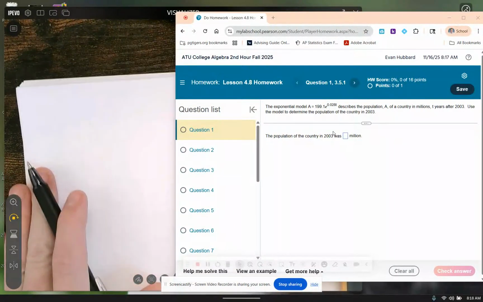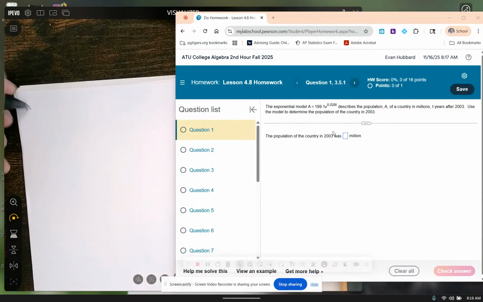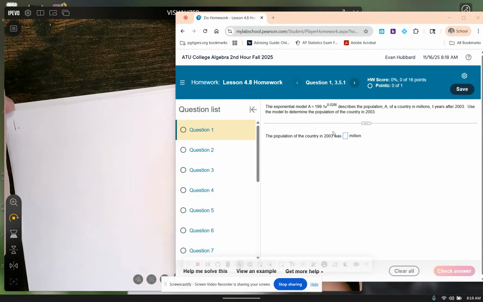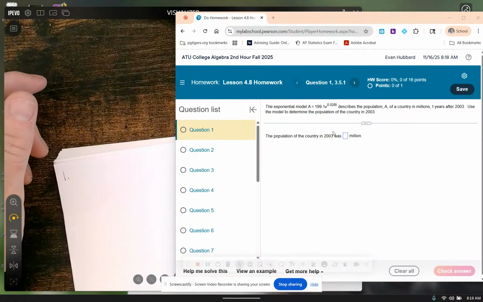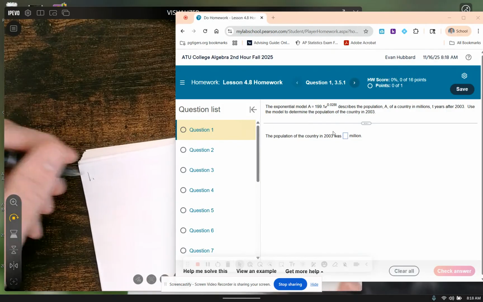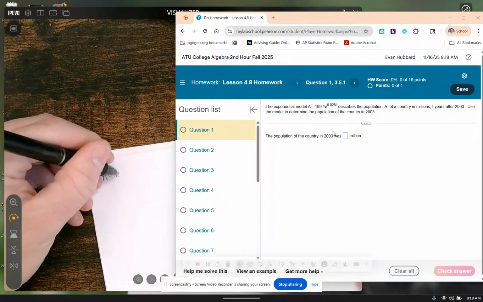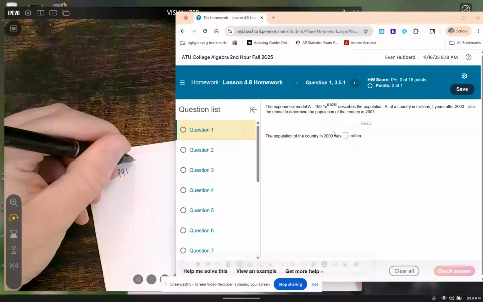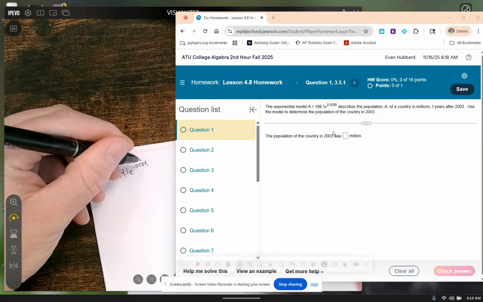All right, the exponential model 199.1 times e to the power of 0.028 t describes the population of a country in millions 2 years after 2003. Use the model to determine the population of the country in 2003. So let me write down the model. A equals 199.1 e to the 0.028 t.